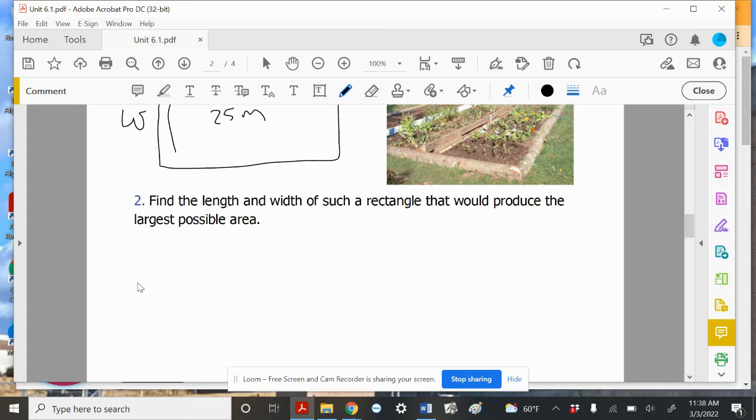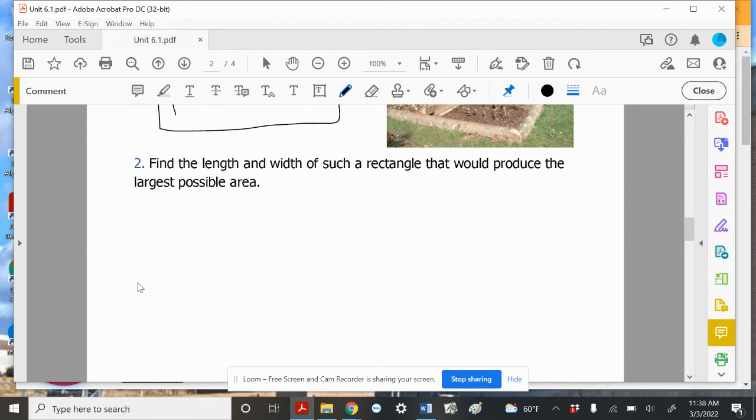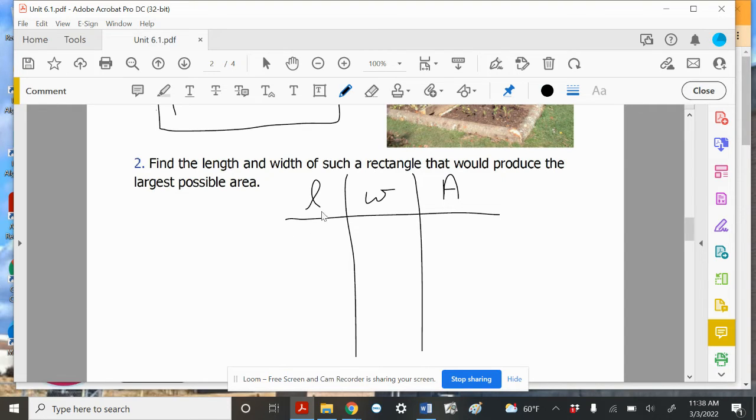So what we need to know is the length and the width. So we are going to create a table, L, W, and A for our area. Now we have to say, okay, we know that our length plus our width has to equal 25. And then we need to calculate our area, which is length times the width. So we need to figure out some numbers here. So let's just start picking some numbers.